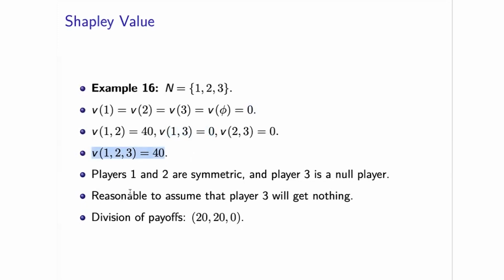So in this case, it's pretty reasonable to assume that player 3 should not get anything, because player 3 is not contributing anything. Now, out of the 40, the remaining amount should be split between 1 and 2. And because 1 and 2 are symmetric, using the previous axiom, we can suggest that perhaps they should get 20 each, so that the division of payoffs is going to be 20, 20, 0. So notice how we used both axiom 1 and 2, and we used this new thing that again makes intuitive sense, that a player who contributes nothing to any coalition should actually end up getting nothing as well.